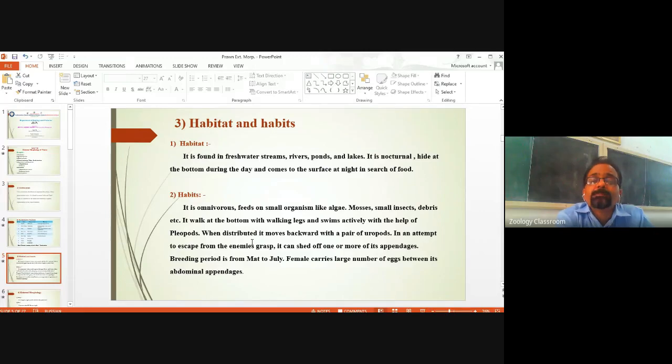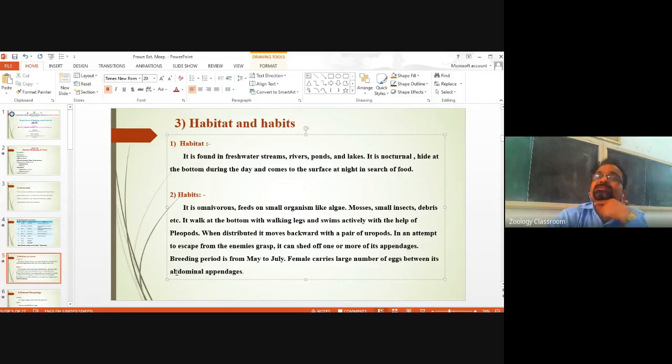During the breeding period, that is from May to July, the female carries a large number of eggs between its abdominal appendages. Now, these abdominal appendages, which are in the form of pleopods, form an important carrier for carrying the eggs in the case of the female. How they are entangled, and which part of the pleopod plays an important role to form a bridge which carries the eggs, we are going to study later on.